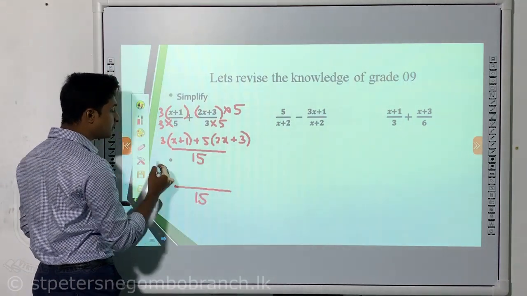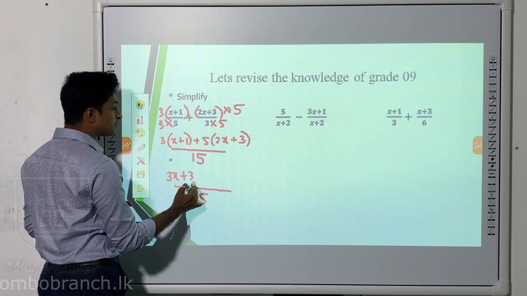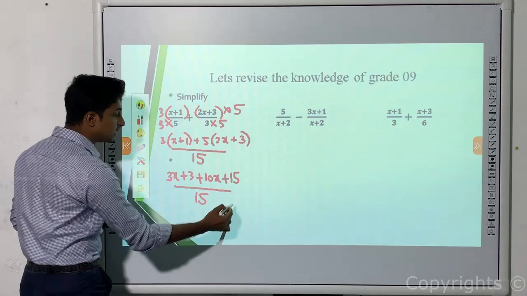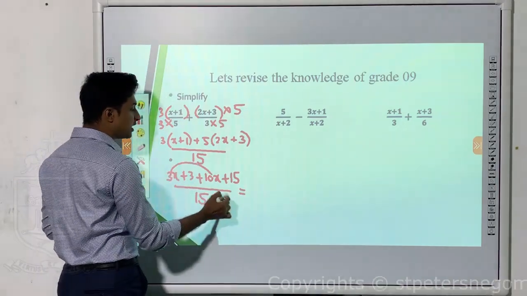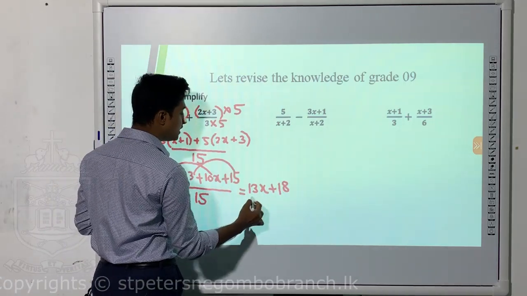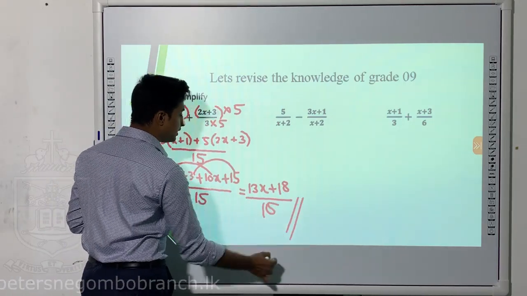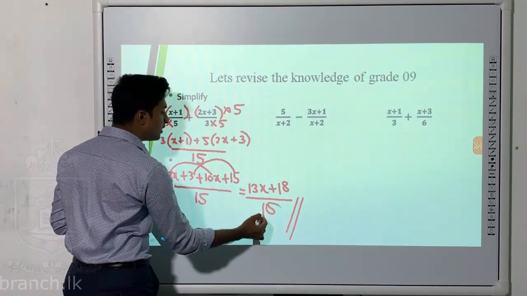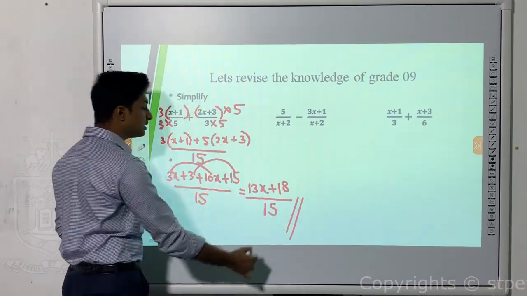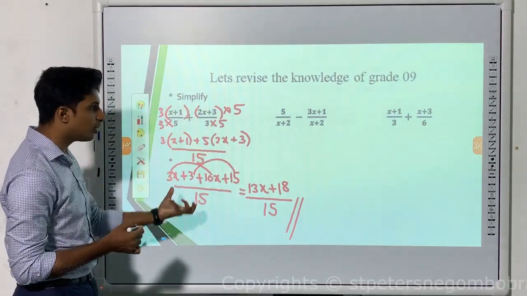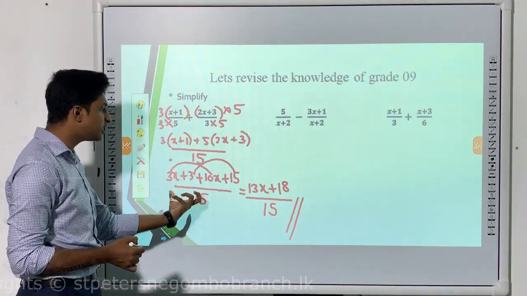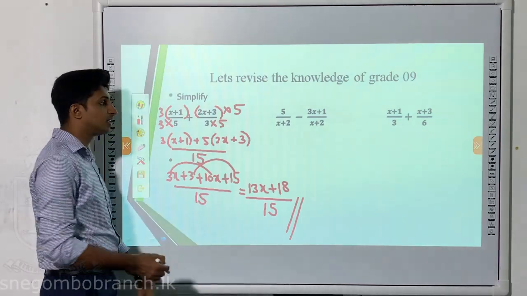Okay. So 15 over 3x plus 3 plus 10x plus 15. Then here I will take 3x plus 10x is going to be 13x, plus 3 plus 15 is going to be 18, over 15, right? That is the answer for the first one. We have just taken the common denominator, done the necessary changes to the numerators, then opened the brackets, simplified and kept the final answer.